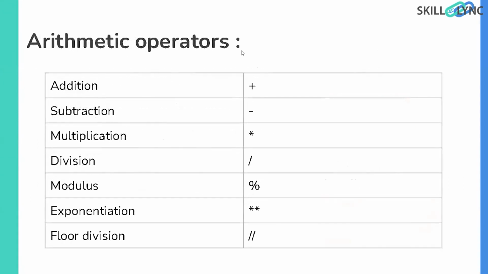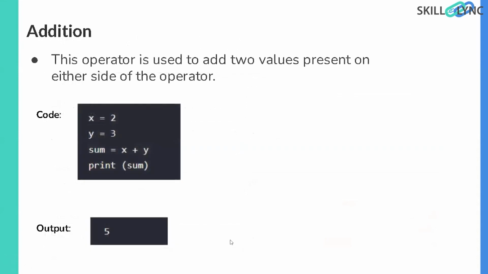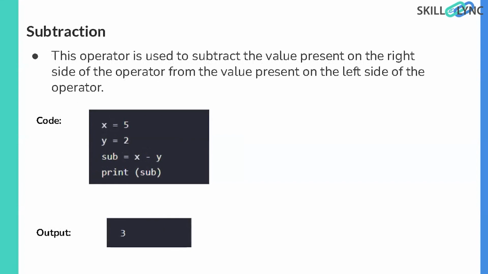And what are the various arithmetic operations? Addition, subtraction, multiplication, division, modulus, exponent, and floor division. So we'll see them one by one. Addition is pretty straightforward and simple to use. This operator is used to add two values present on either side of the operator. I have two variables, x and y, and I defined values for them. How do I add two numbers? I'll use a variable called sum equal to x plus y. If I write print of sum, these values will get substituted and you will directly get 2 plus 3, which is nothing but 5. Any doubts in this? Guys, any doubts?